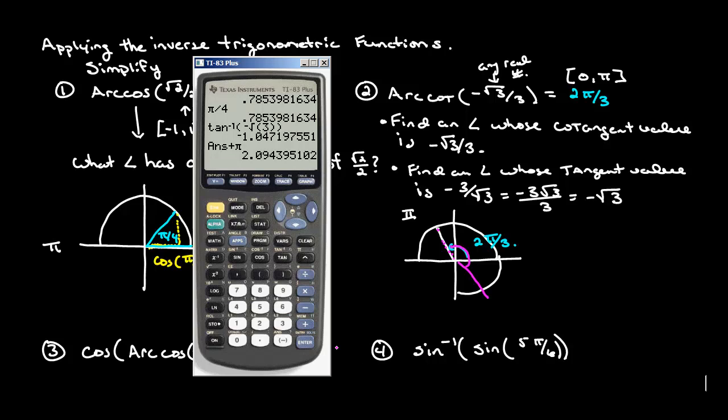Okay? So now I get this angle out here, and let's just check: 2 pi over 3 gives me that same angle. Another way to check this is to take the cotangent value of this and see if we get this guy inside here. So we could take the cotangent, which is 1 divided by the tangent value of 2 pi over 3. We get negative 0.577, and hopefully that's the same as negative square root of 3 over 3, which it is. So my first two problems check out.